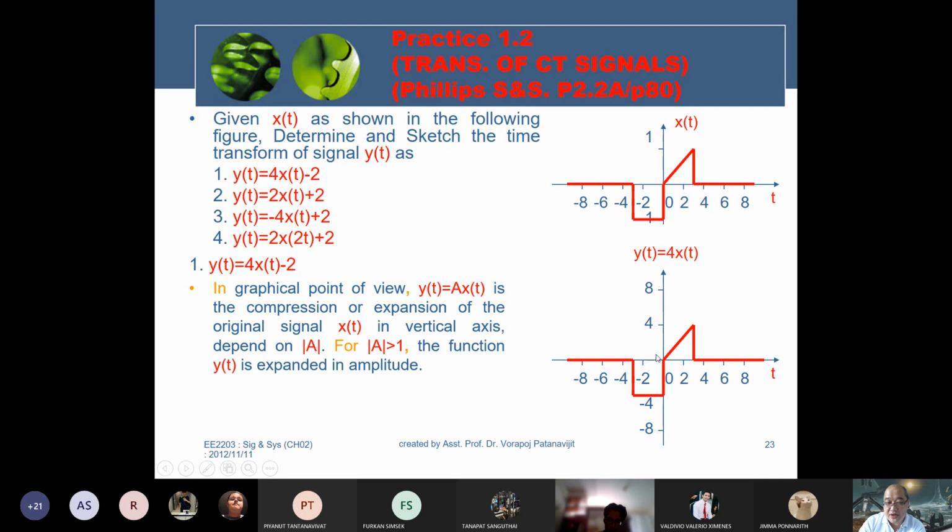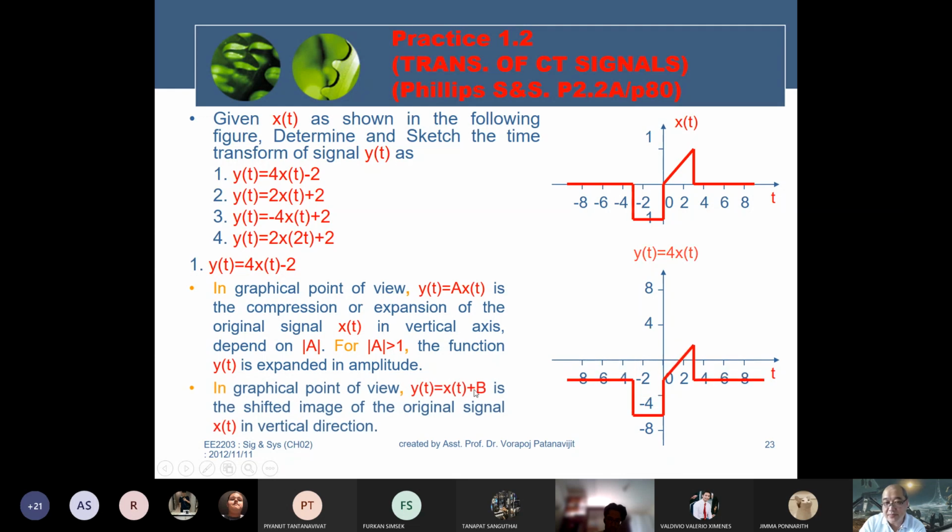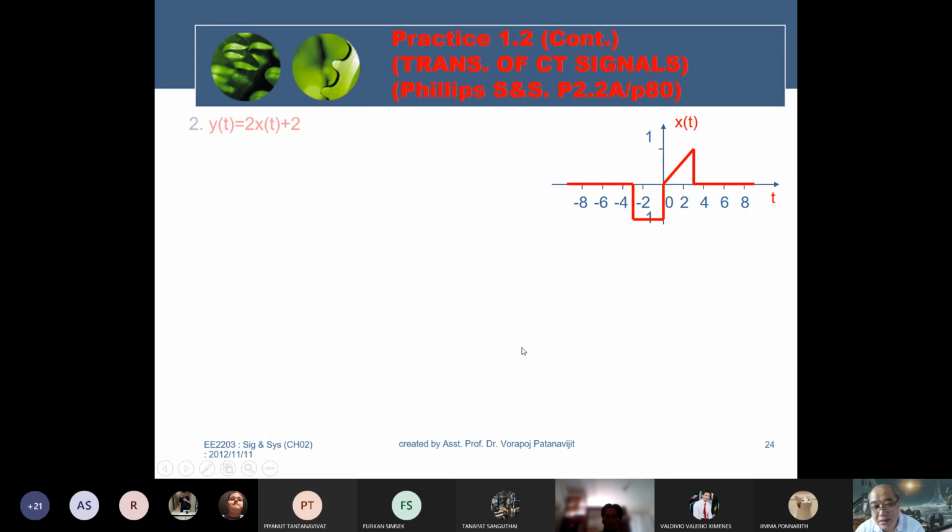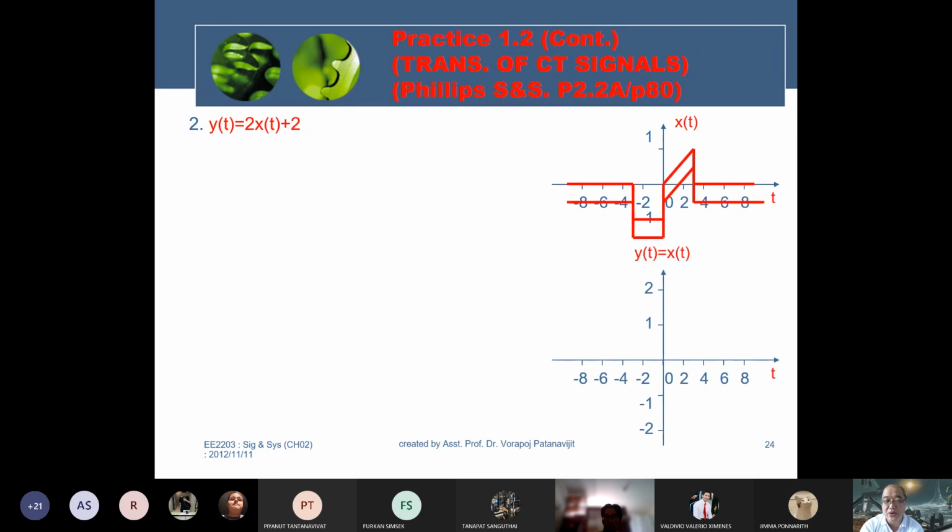After you expand them by the amplitude scaling by 4, the next step is amplitude shifting, in this case shifting by minus 2. In the graphical point of view, y(t) = x(t) + b is the shifted image of the original signal x(t) in the vertical direction. But in this case b is negative, so you push them down, below the original signal by 2. The next one is the same as the previous: y(t) = 2x(t) + 2.